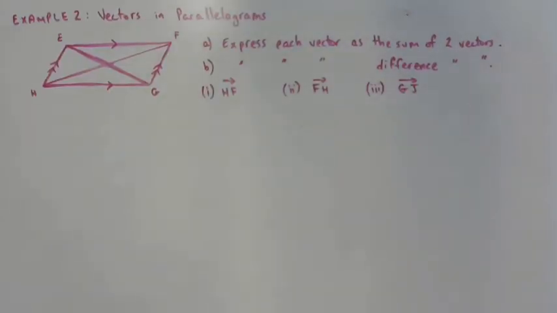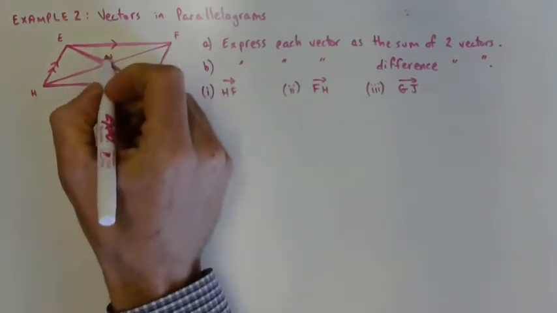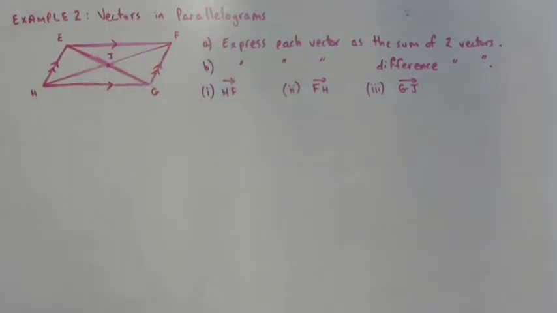All right, in example 2, we are given the diagram of a parallelogram. Take a second to draw that or something that looks like it. It's parallelogram EFGH. And the two diagonals are drawn, and the diagonals intersect at point J in the middle of our diagram there.